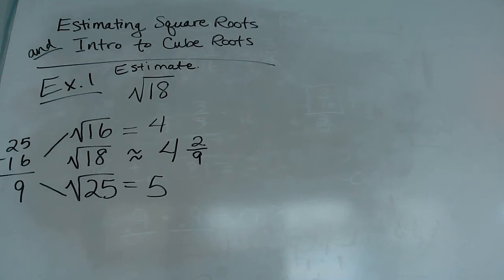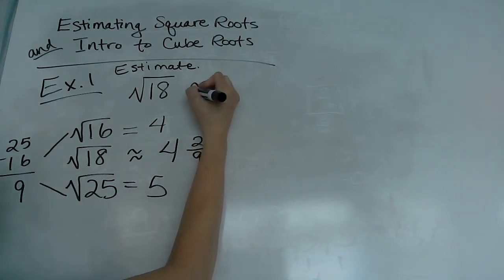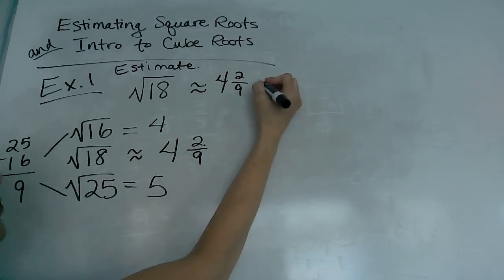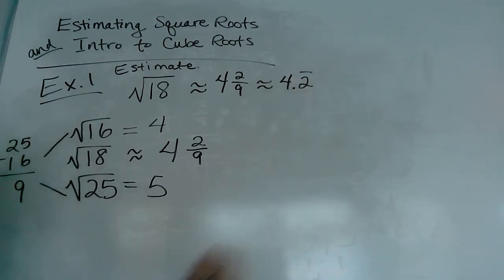So if you type that into your calculator, you would get a value that would be very close to what you would get if you typed in the square root of 18. So you could say, if you didn't have a calculator, that the square root of 18 is equal to approximately 4 2/9, or if you wanted to write that as a decimal value, 4.2 repeating.